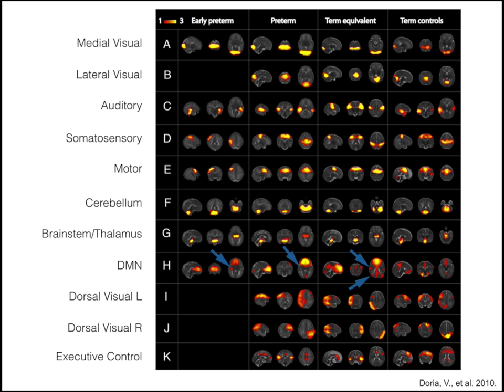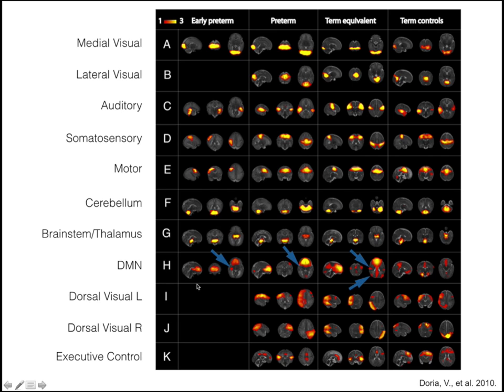Here is data from a paper published by Doria in 2010, which was really a landmark paper in characterizing the appearance of these resting state networks in the perinatal period. A few things to point out are the lack of significant change in the visual and the auditory networks from early preterm throughout the term group. This is not surprising, as one would expect these to be more well-defined networks in this patient population as opposed to more complex networks such as somatosensory, motor, attention, etc.